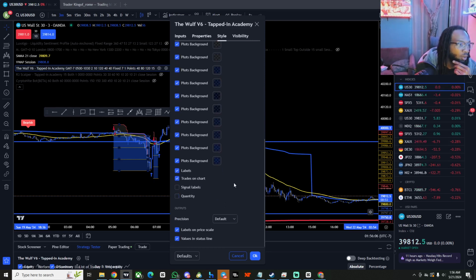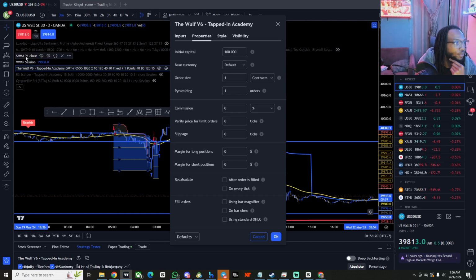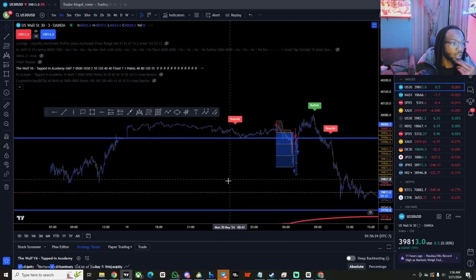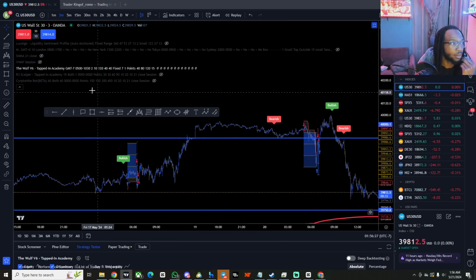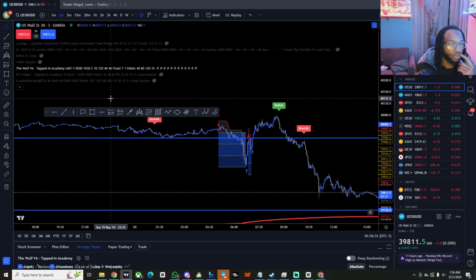I don't like having the quantity on. I pretty much just have these on here because the red is the entry, the blue is the exit. So that's simple. And then visibility is here, this is here. But yeah, that's pretty much all of my tips and how-tos with Wulf.